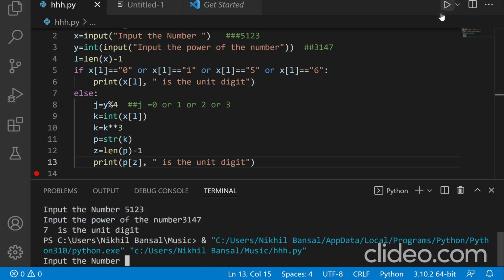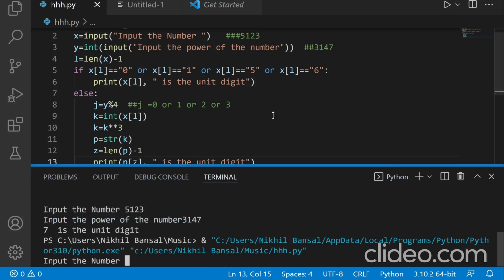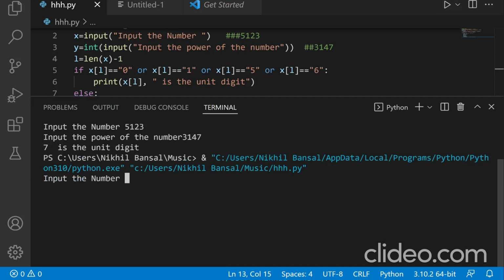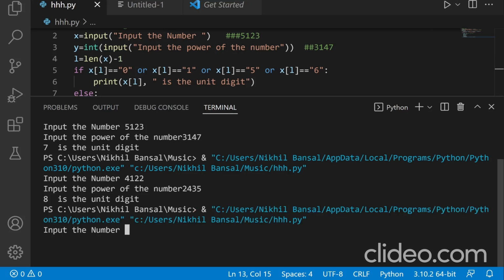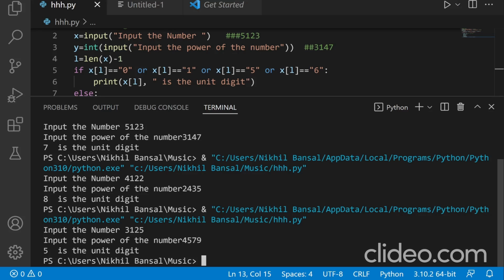I will try for some more outputs. So let me shift this to this side. Input the number 4122, power 2435, 8 is the answer. So this is the answer. I will take the other thing also. 3125, power 4579, answer is 5.